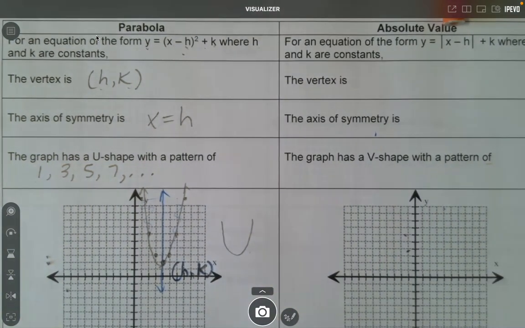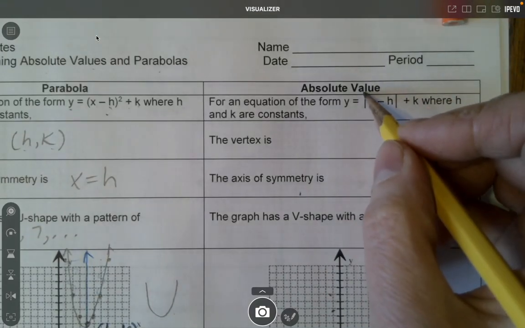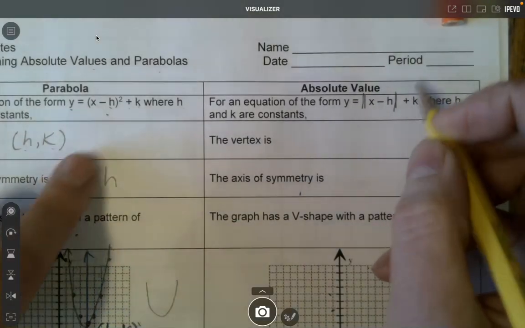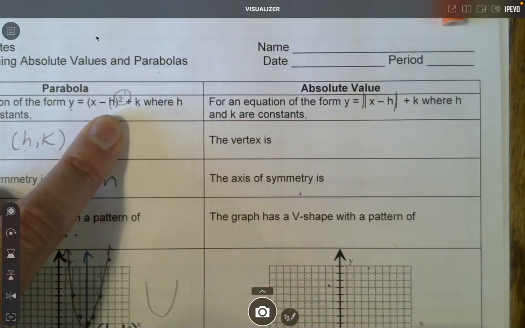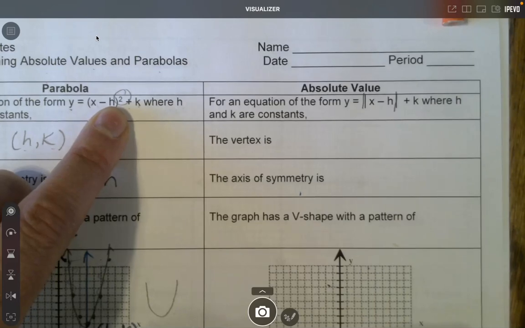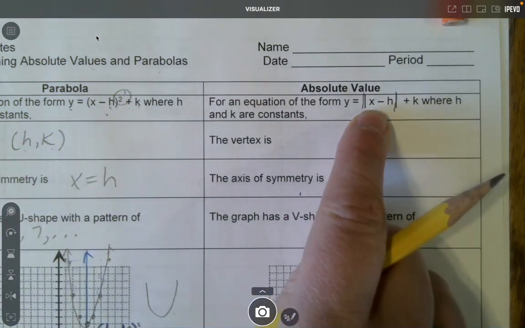The other kind of graph we're looking at is an absolute value. Absolute value graphs are going to have absolute value signs, and when I'm looking at a parabola, it's going to have a square. So this one's a square, and it's going to end up being a U shape. Squares are curvy, so we're going to end up with a U shape. We're going to get a different shape for an absolute value.